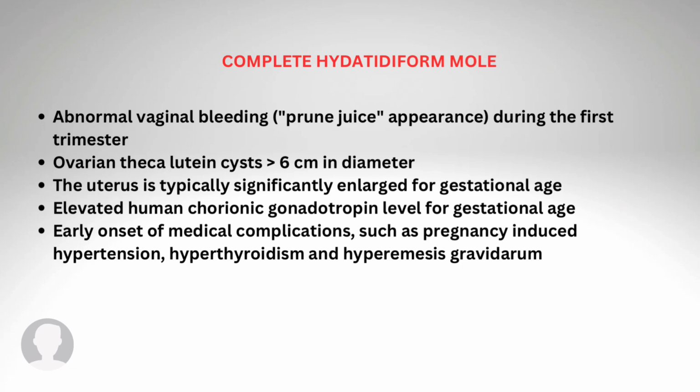The patient will complain of abnormal vaginal bleeding during the first trimester, and the uterus is significantly enlarged for the gestational age. The human chorionic gonadotropin hormone is elevated for gestational age, and the patient can also present with pregnancy-induced hypertension, hyperthyroidism, and hyperemesis gravidarum, the medical complications of pregnancy.